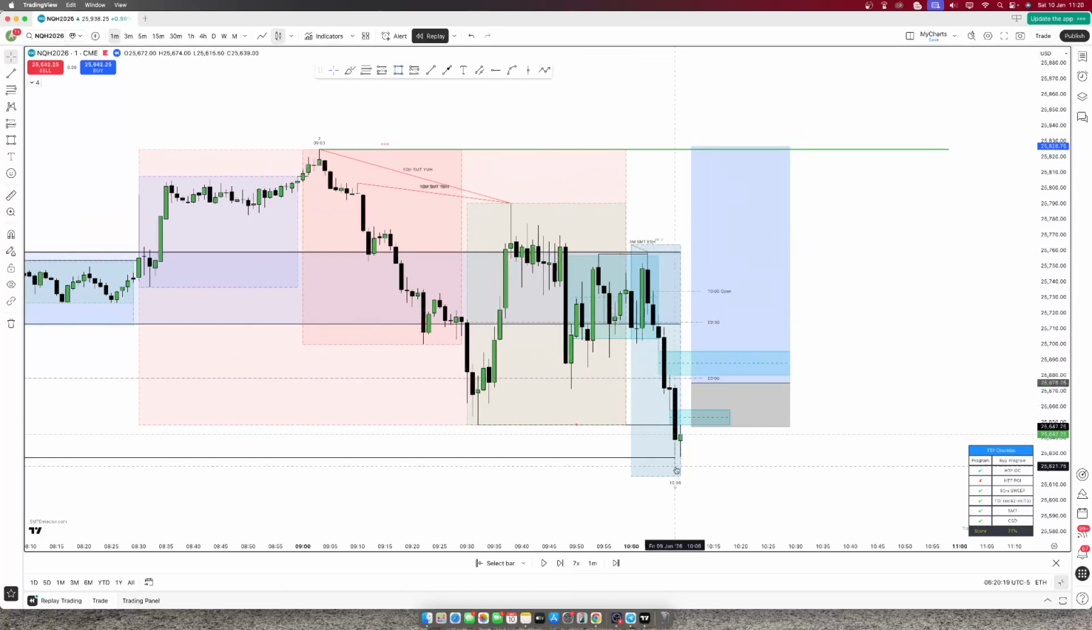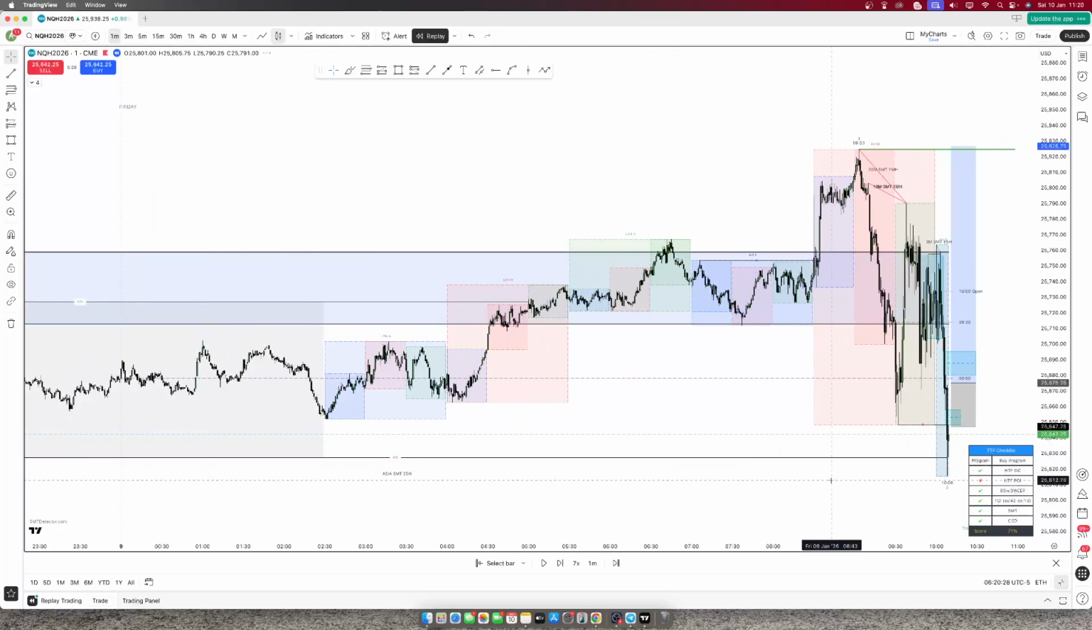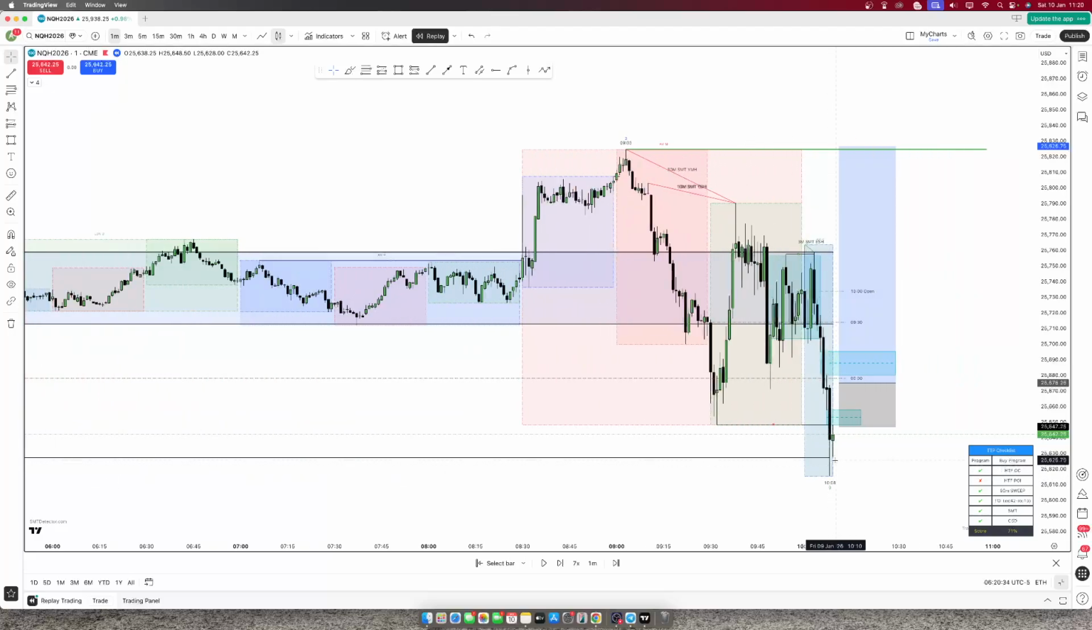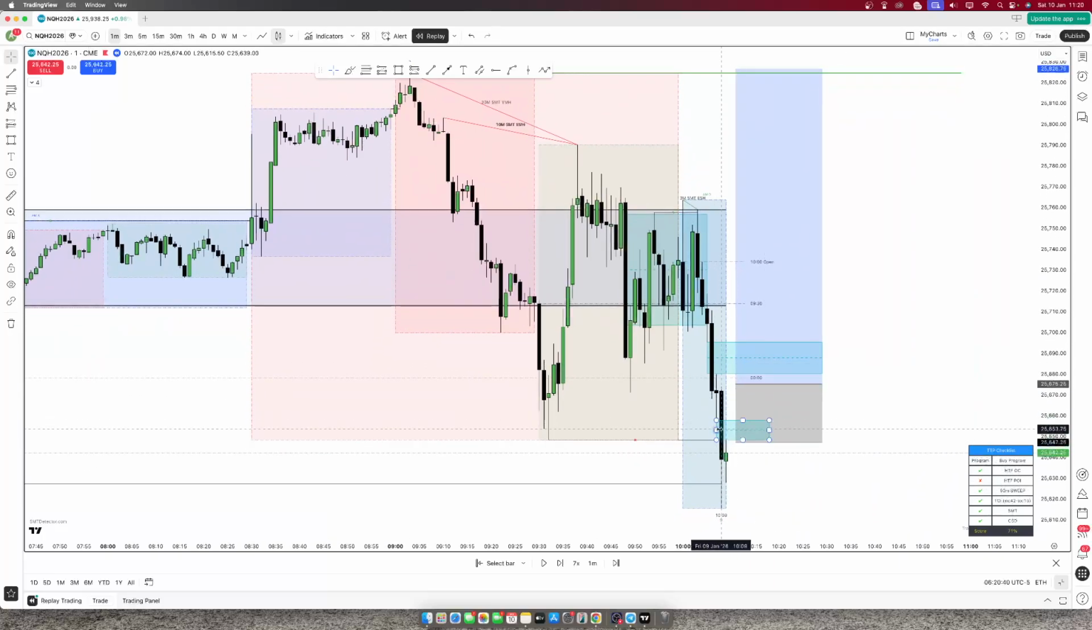So now that we have the manipulation, we need to say, is this manipulation over? The way we can find out that manipulation is over is to see that there's SMT in place. Now, if there's SMT in place, we need to see, is there CSD in place? Now, look at this box I've marked out here. The reason why this is a key fair value gap is because this fair value gap was created when it took out the previous 90-minute low. It's a time-based liquidity. So this fair value gap was created when price broke the prior 90-minute. It created a 90-minute sweep.